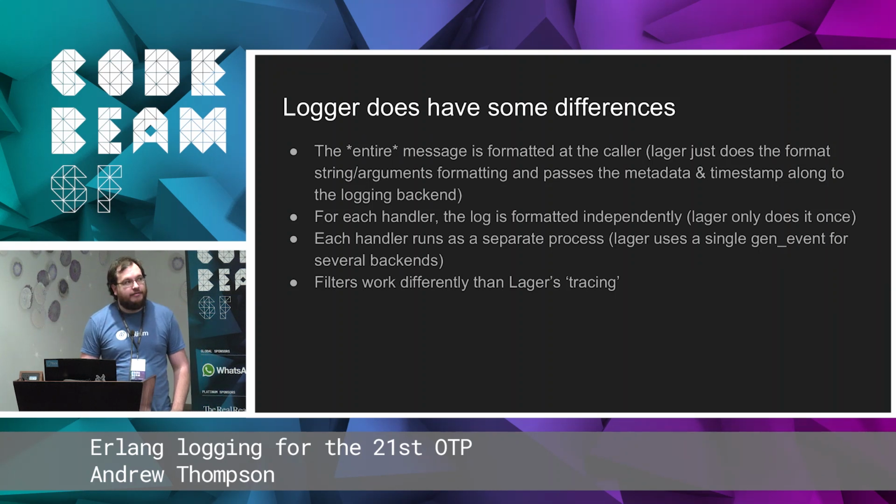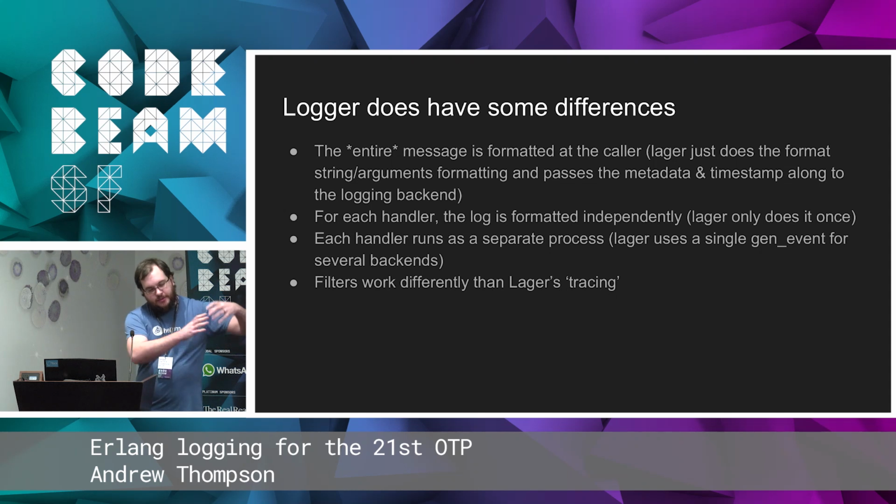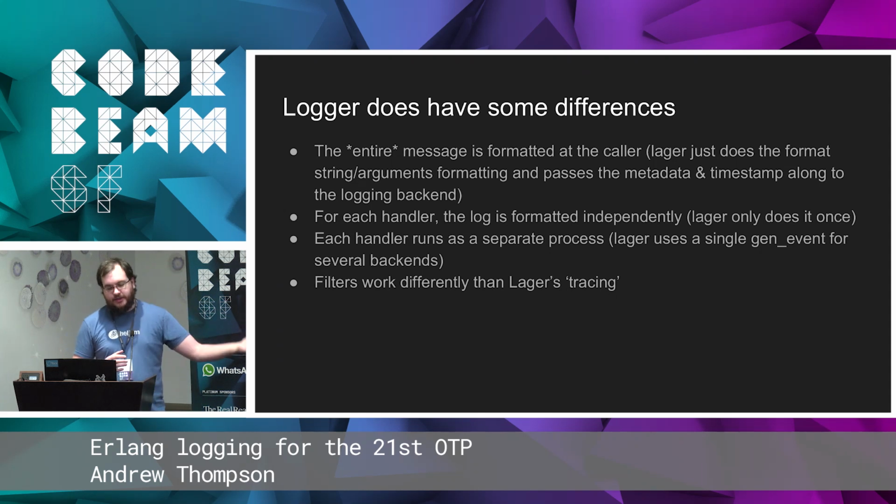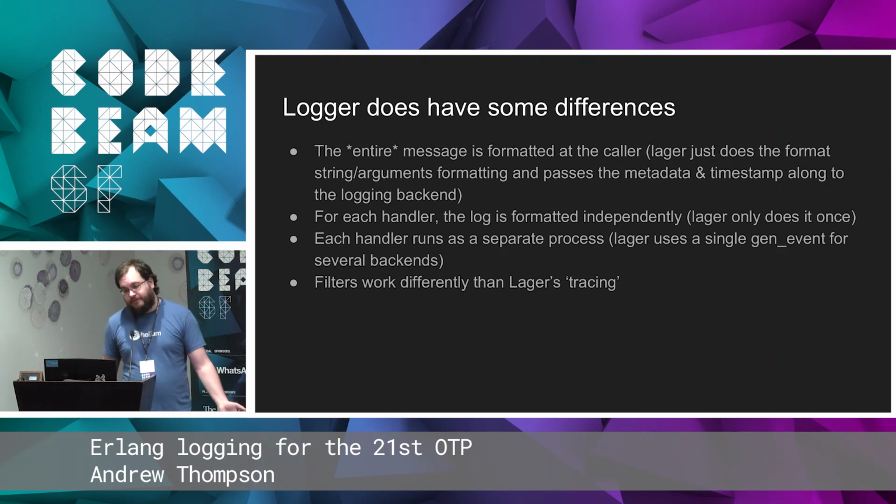So the OTP logger does the entire formatting at the call site. Logger only does the format string arguments, and then it passes the log message with all the metadata, the timestamp, a bunch of stuff through the pipeline. So it has a richer structure in the message that it passes. For each handler in the OTP logger, you do a separate format step, which means that if you have 10 handlers, you're going to run formatting 10 times. Logger, however, only does it once, and then it passes the result to each backend independently.